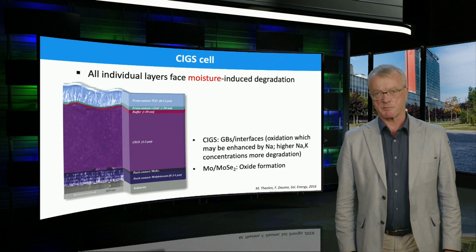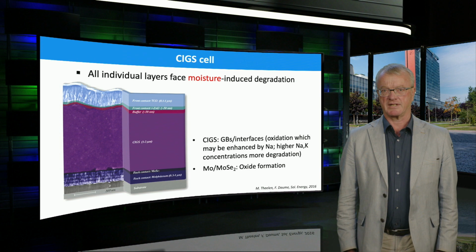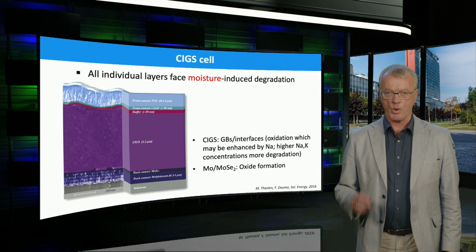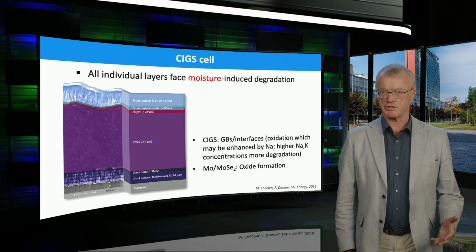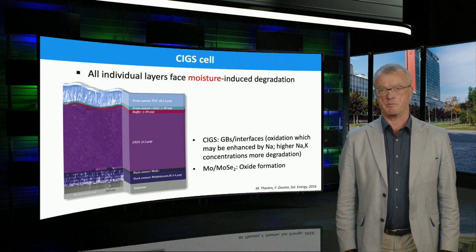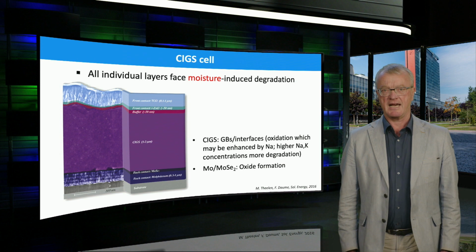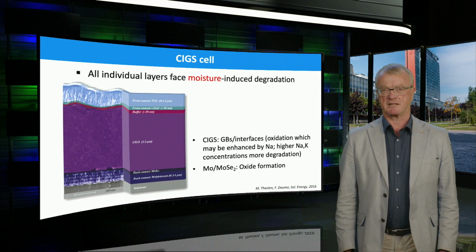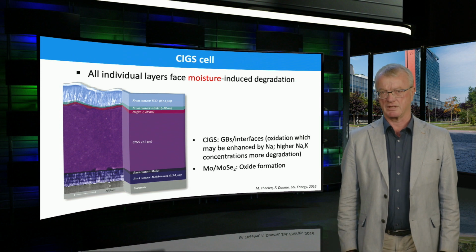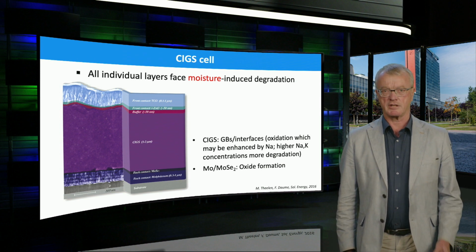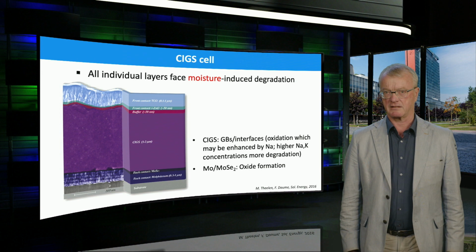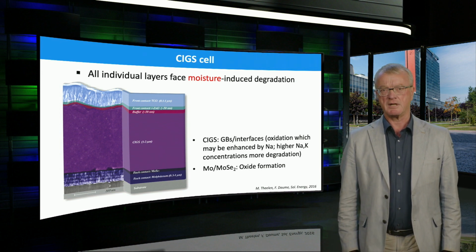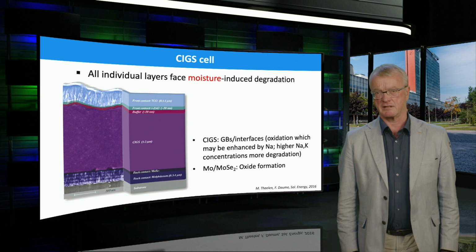For the CIGS absorber material, CIGS grains themselves are more or less intrinsically stable. When exposed to damp heat, thus moisture, material changes may occur at the grain boundaries and at the interfaces to the other layers. It is assumed that hydrolysis or oxidation will lead to degradation, and sodium may enhance the oxidation effect. Other studies have also proven that sodium can largely impact the stability of the absorber layer.